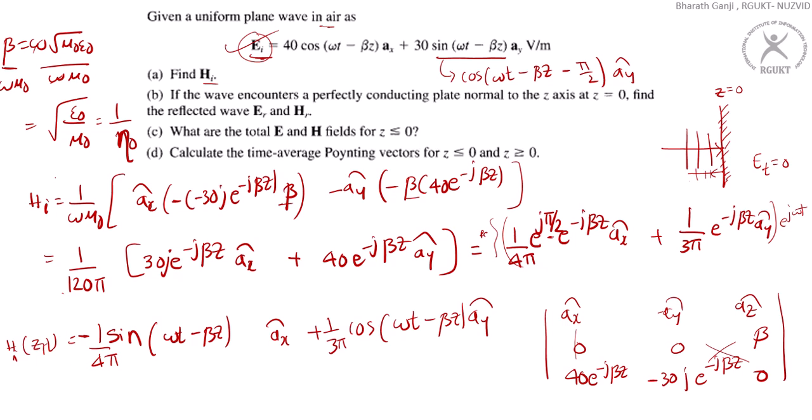The second question asks for the reflected electric field and the reflected magnetic field also. So how do we calculate both? First you need to calculate the reflected electric field, and from there you can calculate the reflected magnetic field from our analysis, just like we have done previously. So let us do that.